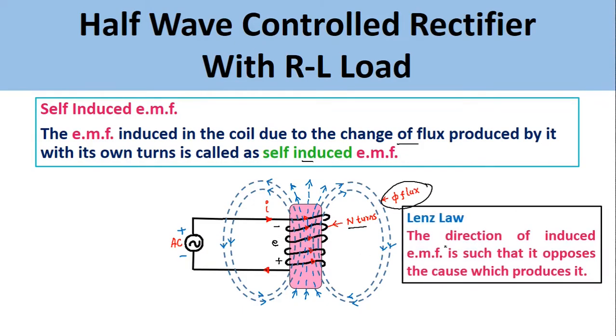By Lenz's law, the direction of this induced EMF is such that it opposes the cause which produces it. That means the polarity of this induced EMF will be opposite to that of the polarity of the AC supply, due to which it has been produced. So the induced EMF is given by minus L di by dt. Di by dt is the rate of change of current I with respect to time, and here L is the inductance of this coil. The negative sign indicates that the polarity of this induced EMF will be opposite to that of the AC supply voltage.